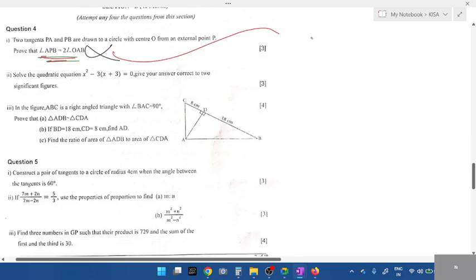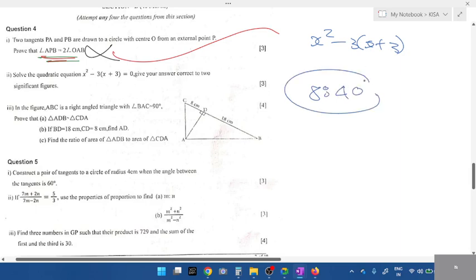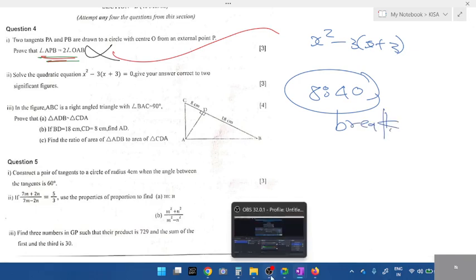Solve the quadratic equation x square minus 3 into x plus 3. What's the time? Okay, take an 8 minute break, students. We'll continue at 8:40 and solve this question. Just mute the call and stay online. We'll solve after the break.